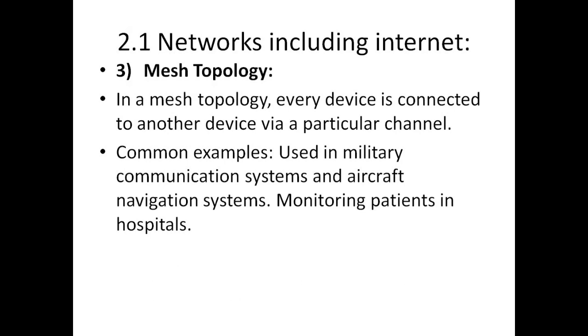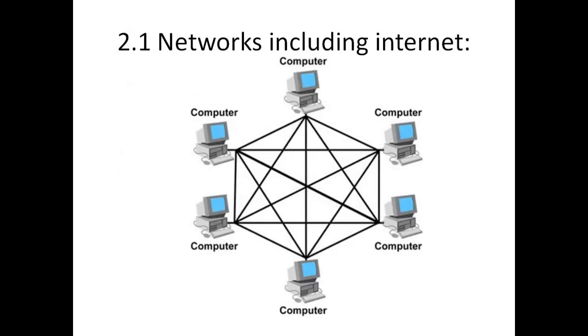The third one we have is known as mesh topology. In a mesh topology, every device is connected to all the other devices through a particular or a dedicated or a separate channel. Common examples are used in military communication systems and aircraft navigation systems, or the patient monitoring systems in hospitals. This is what a mesh topology diagram looks like. Every device in the network is directly connected with every other device on the network.